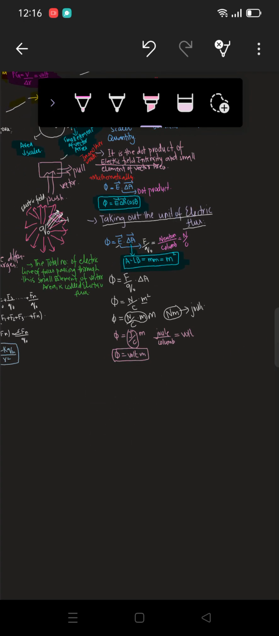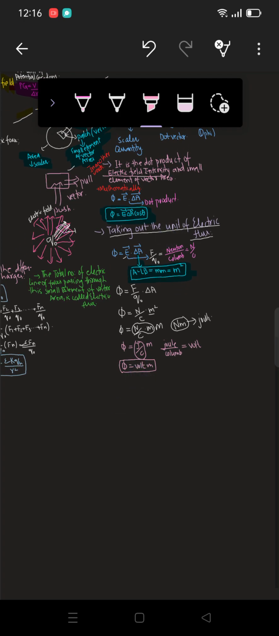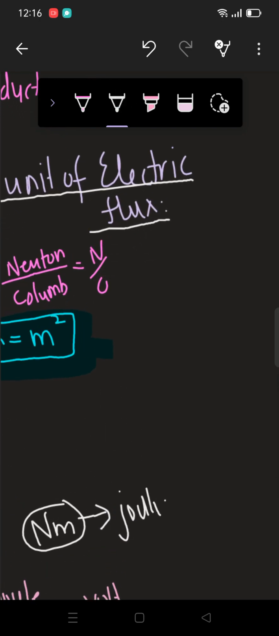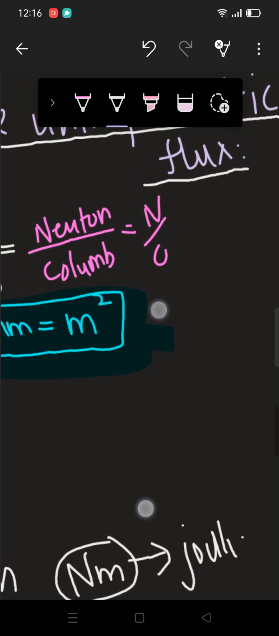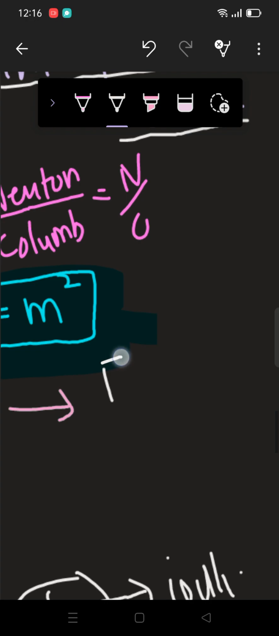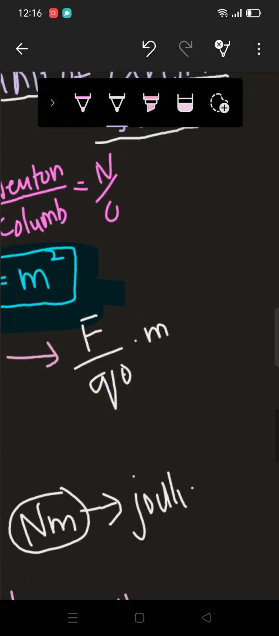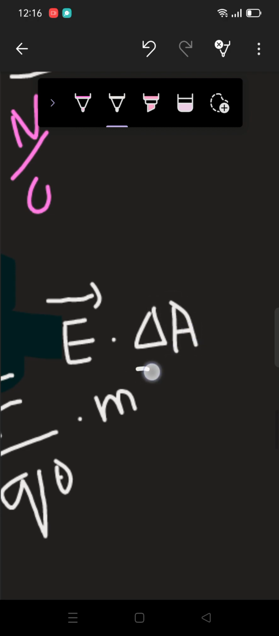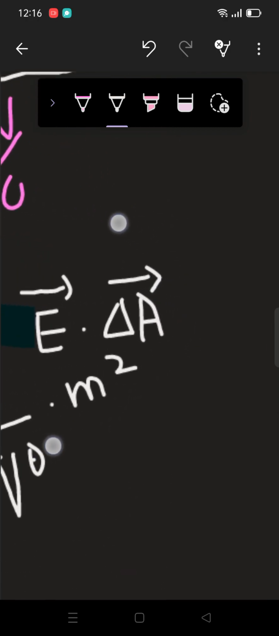Alright, so now we're going to find the dimension of this electric flux by using its unit. Here I'm not going to use the unit volt into meter. However, I'm going to use the very simple unit which we have just derived, which is force per charge into meter. Force per charge into meter, because we know that it was the dot product of electric field intensity and the small element of vector area, which means meter square. And that was equal to phi, which means electric flux.